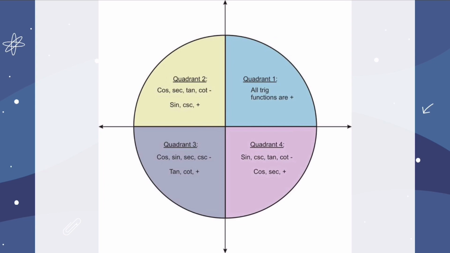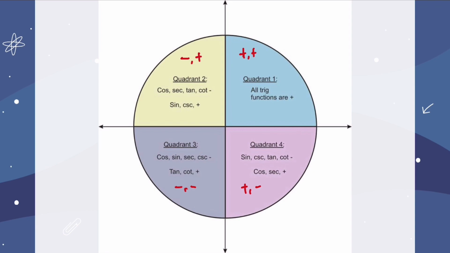As you remember, for quadrant 1, x and y are both positive. For quadrant 2, x is negative and y is positive. For quadrant 3, both of them are negative. And for quadrant 4, x is positive, y is negative. These values affect the sign of our trigonometric functions. So you have to remember what will be the sign of each function for different quadrants.